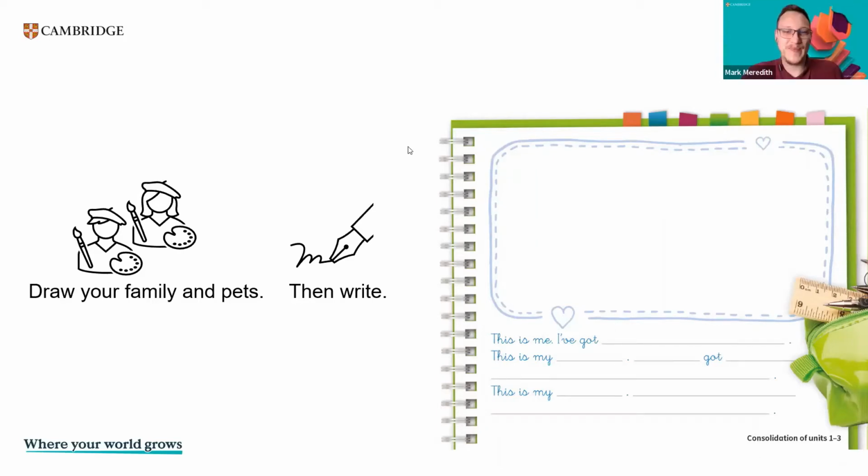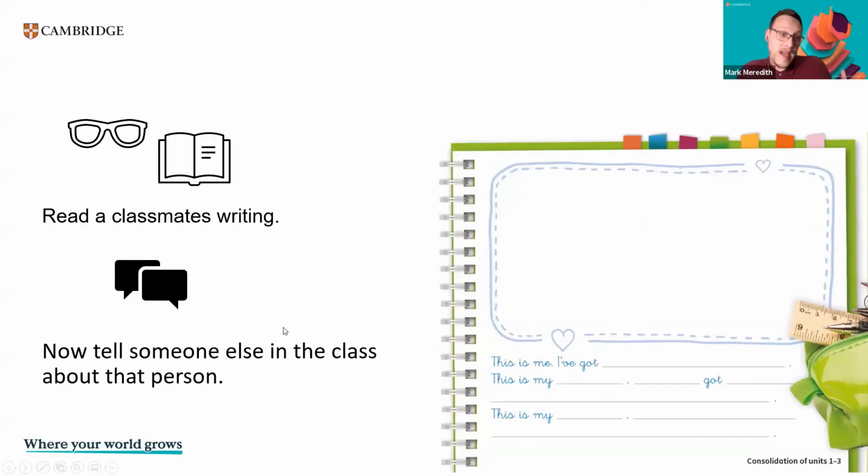For sure. Great. So then once they've drawn, they write up and they share their ideas, right? We want them to not just keep hold of their writing. So what could we do afterwards? Well, maybe we might ask them to read a classmate's writing. And once they've read about their classmate's family and they've got the picture, maybe they take it and tell someone else in the class about that person.